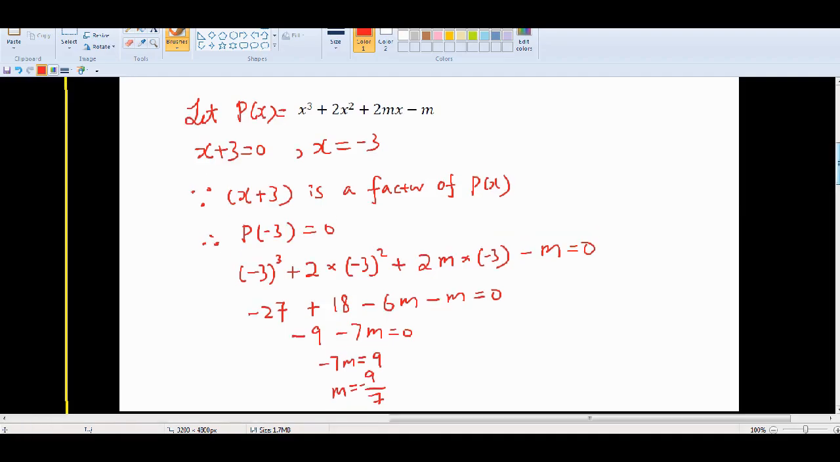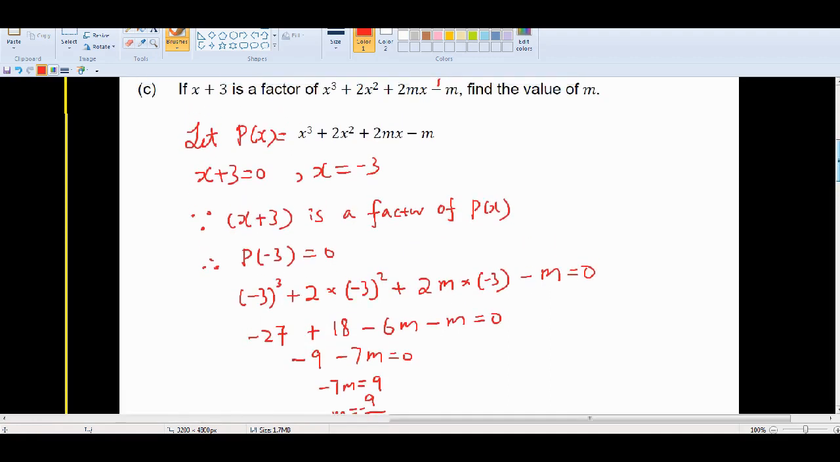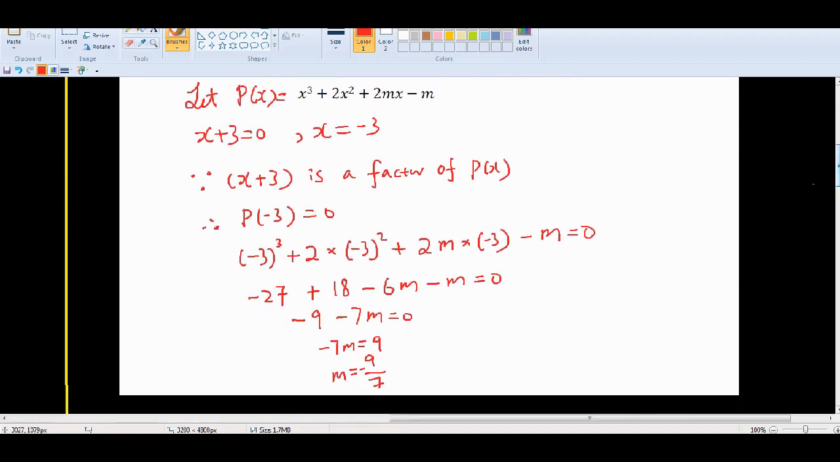So here's the answer, right? You are going to use the fact that x plus 3 is a factor. So all you need to do is to put minus 3 into the polynomial, and this makes the polynomial 0, and you solve the equation. In the end, you will have minus 9/7 as the value of m. All good?